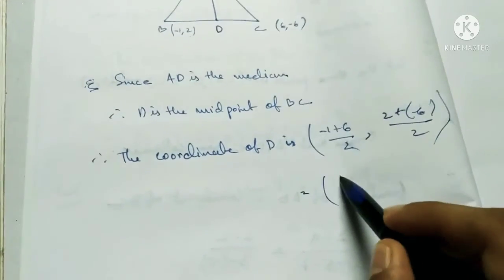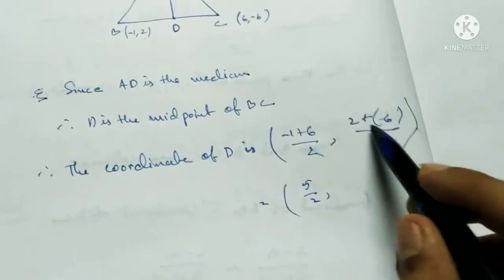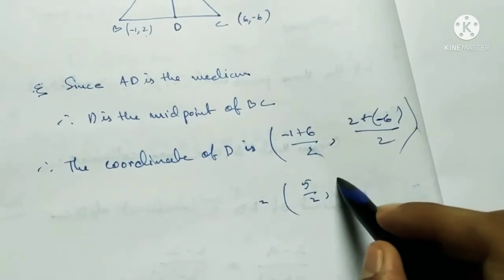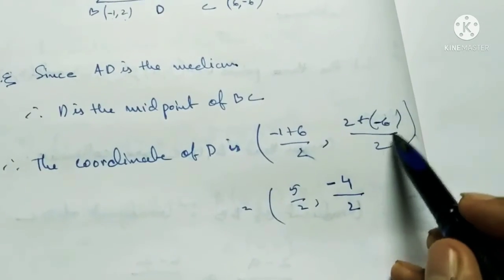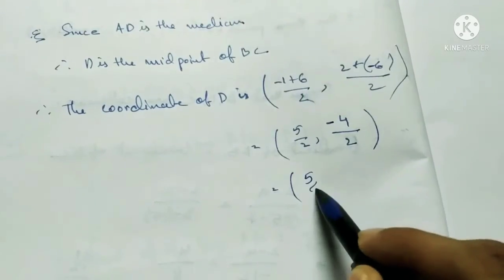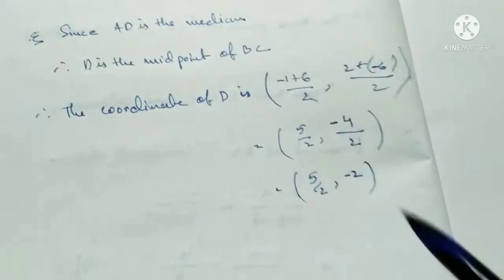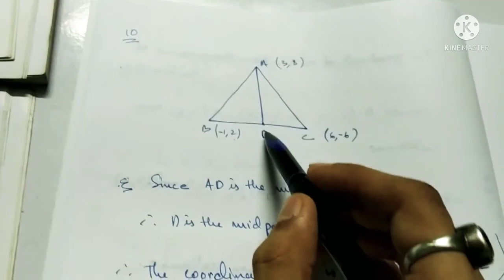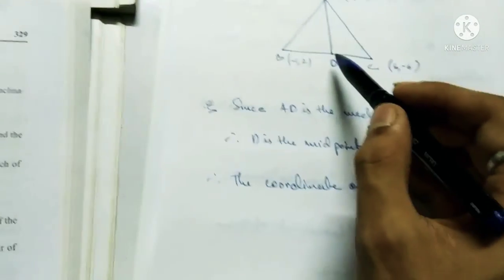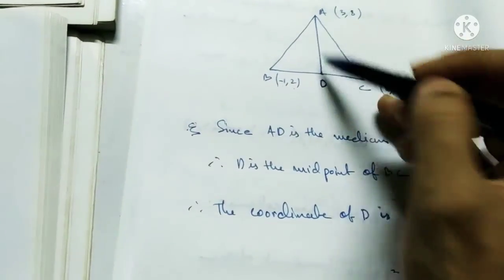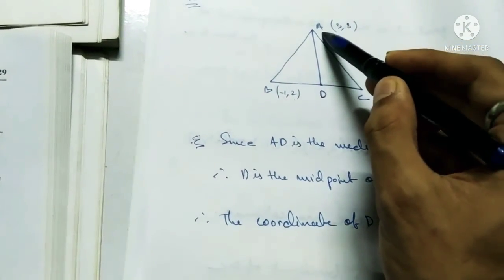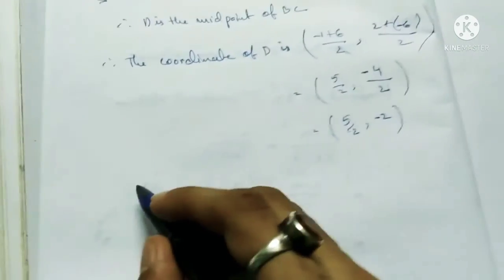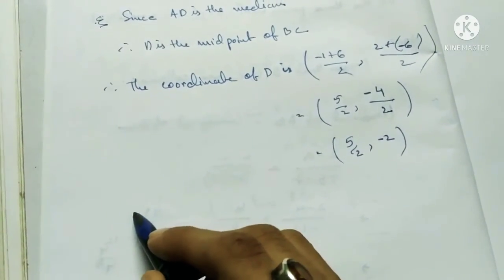So this will be 5 by 2 comma and 2 plus minus 6 by 2, this will be minus 4 by 2. Okay, minus 4 by 2. That is, you can say 5 by 2 comma minus 2. This is the coordinate of point D. Now I have to find the gradient of this median. Okay, gradient of this median. So A point I know, D point I know, easily I can find the gradient of the median.